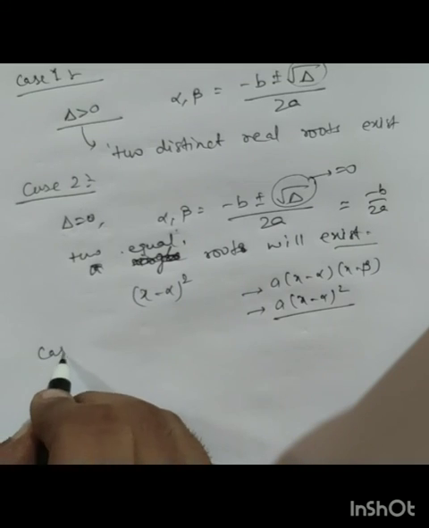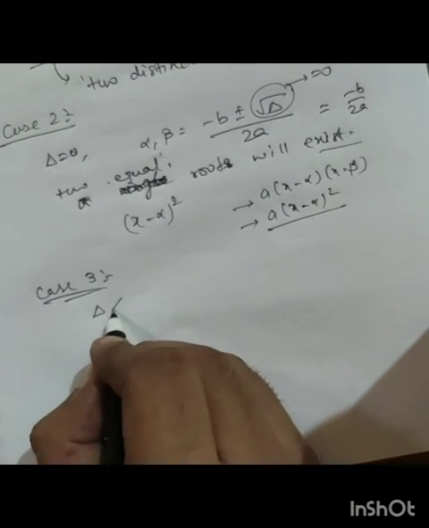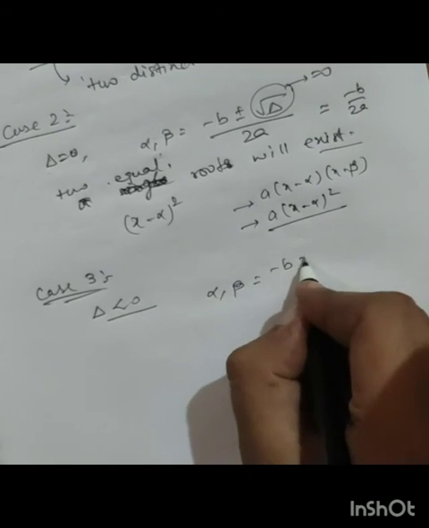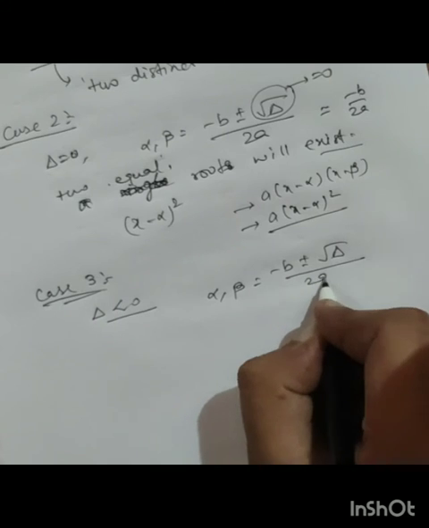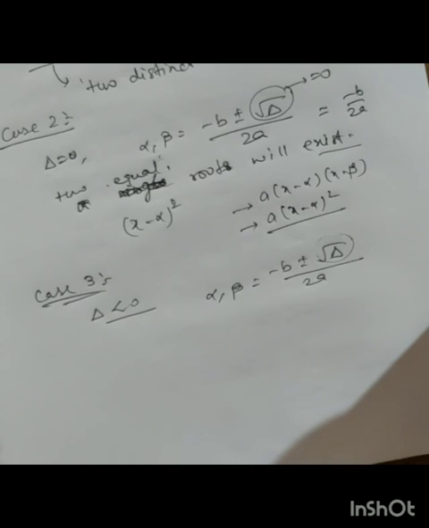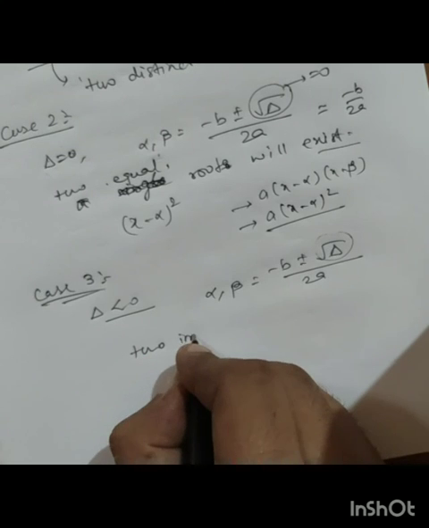So let's assume case 3, where delta is less than 0. So alpha, beta is equal to minus b plus minus root delta by 2a. If delta is less than 0, then the term under the root will be negative, and if the term under the root is negative, then it will give imaginary values. Then in this case two imaginary roots will exist.